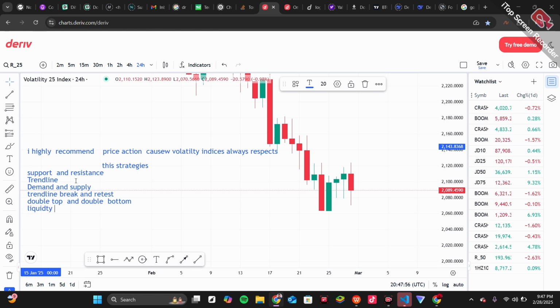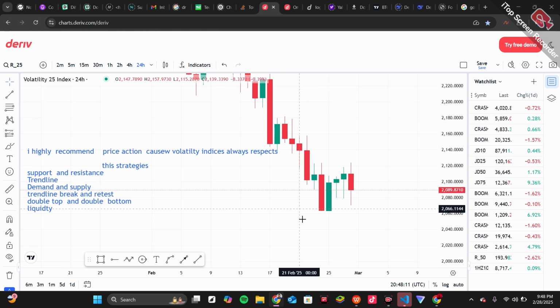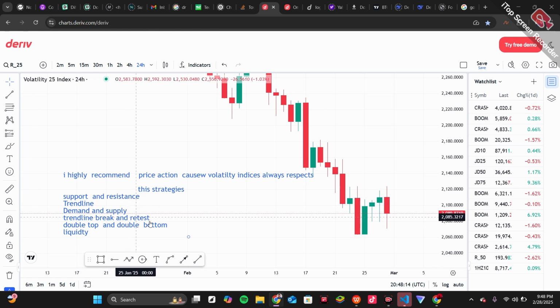You have solved 20% of the synthetic indices problem. Liquidity. But most of the time, this liquidity is not that valid. They are not really valid in the synthetic indices market. Because I told you before that the basic stuff still works in the market when it comes to synthetic indices, like support and resistance, trend line, demand and supply, trend line break and retest, double top and double bottom. All these are still valid in the market. So you have nothing to worry about.